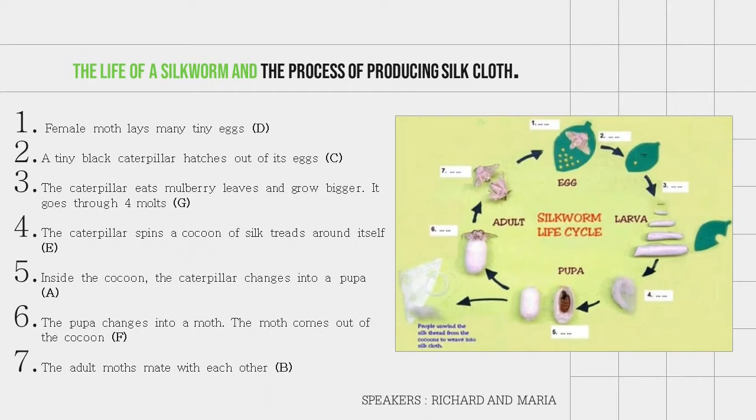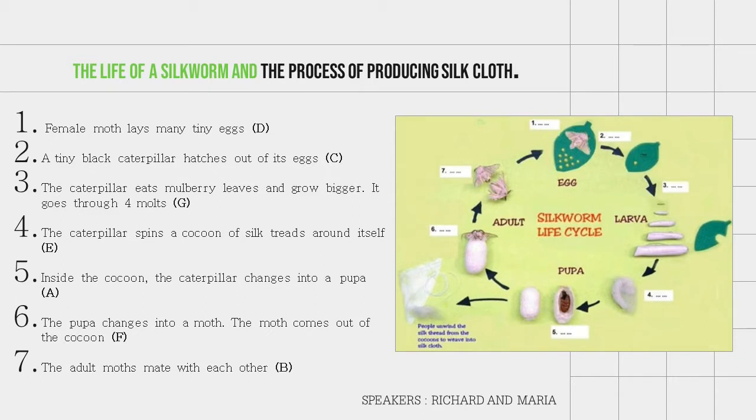Okay, the first picture or diagram and explanation of the silkworm life cycle. The first, a female moth lays many tiny eggs. The second, a tiny black caterpillar hatches out of its egg. The third, the caterpillar eats mulberry leaves and grows bigger. It goes through 4 molts.